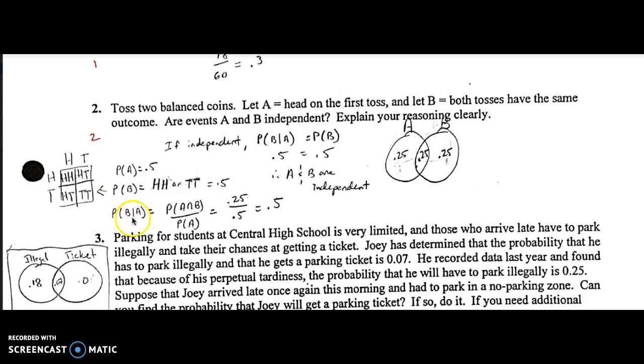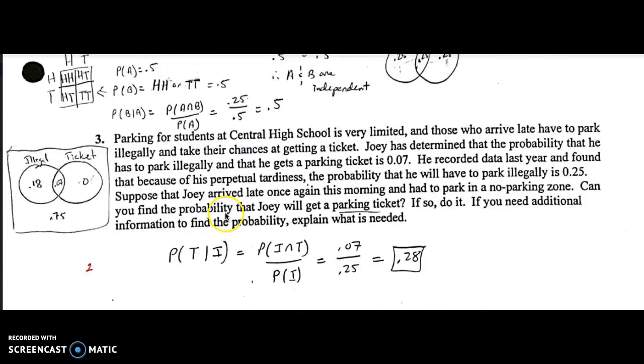So the probability of B given A is 0.5. I put that in up here. I know the probability of B happening is also 0.5. Because I get the same value, that means that these 2 events are independent. That question's worth 2 points.